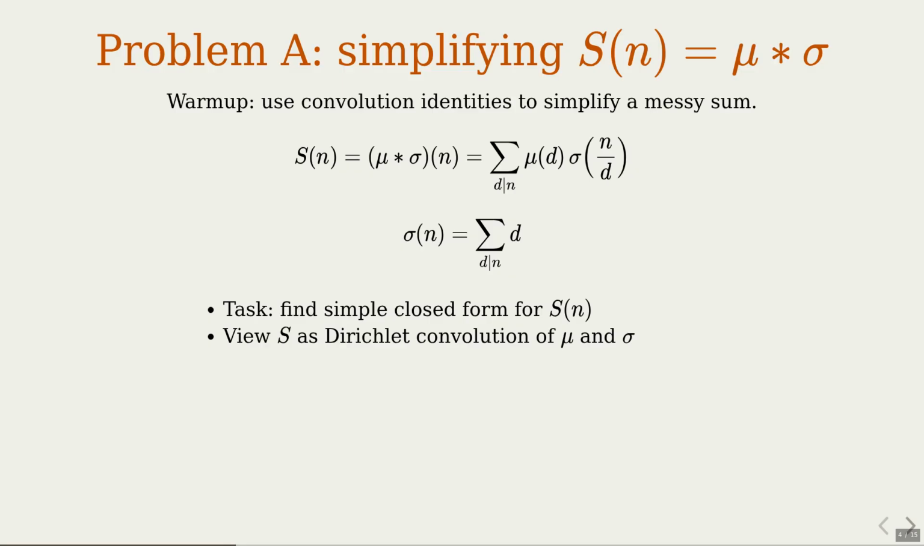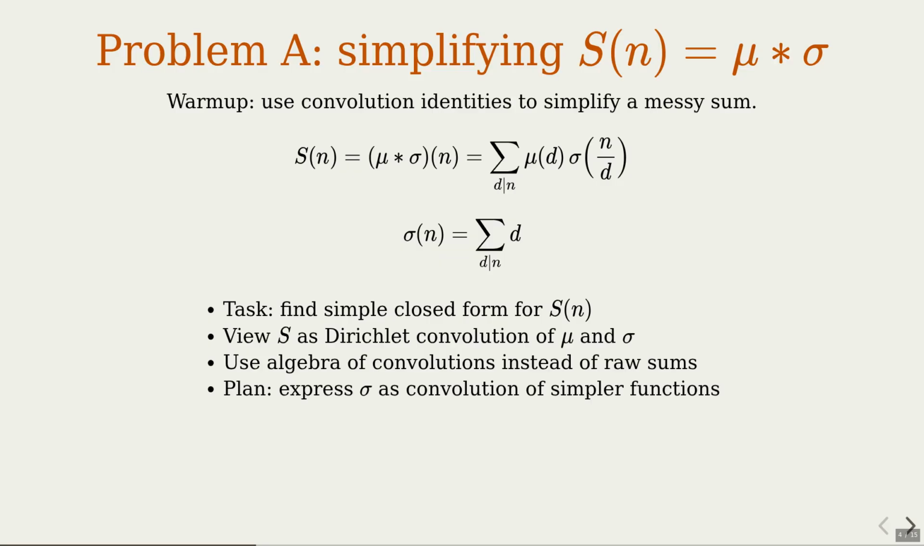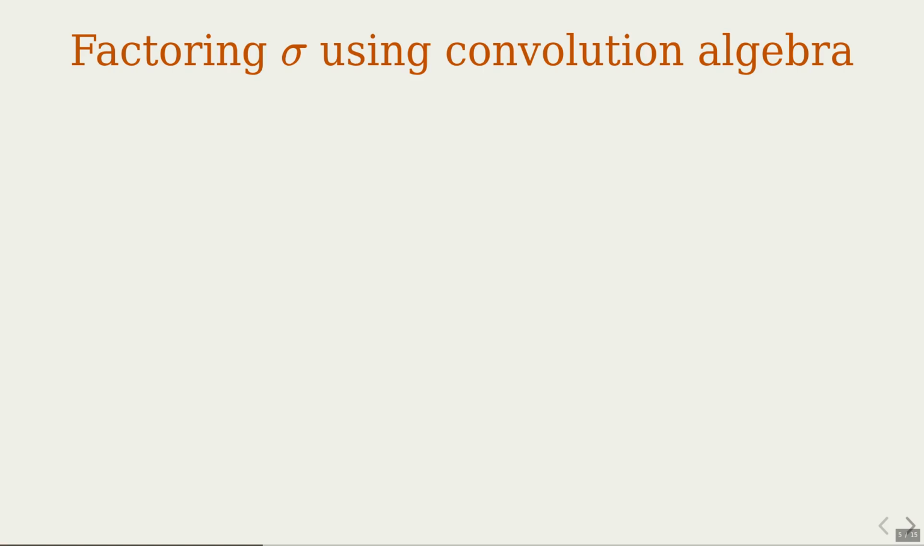Right away, we should see that S is literally the Dirichlet convolution of mu and sigma. Instead of grinding the sum directly, we will use algebraic rules for convolution, like associativity and known identities. So the strategy is to factor sigma into pieces whose convolutions with mu we already know. On the next slide, we will factor sigma in the cleanest possible way and then let the algebra do the work. The key identity is that sigma itself is already a convolution of two very simple functions.